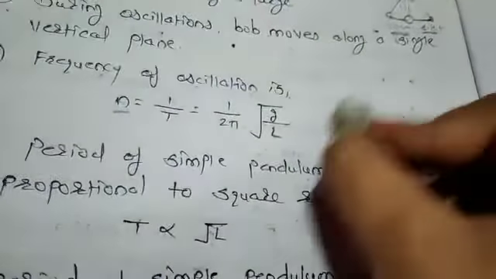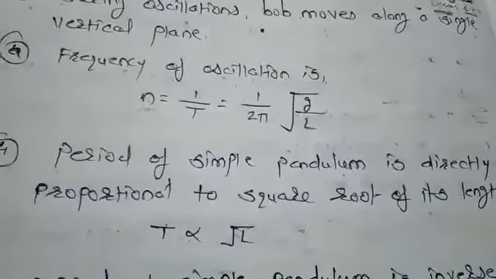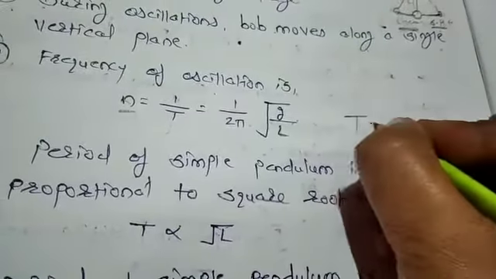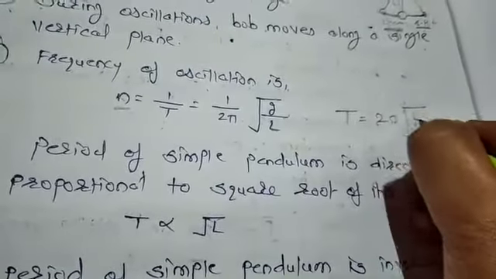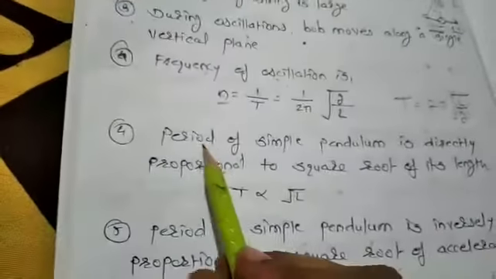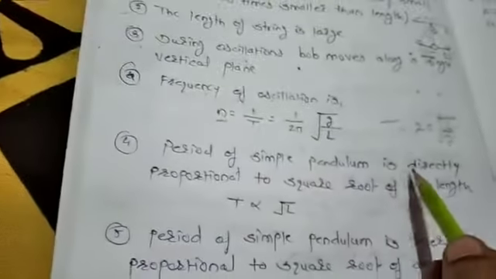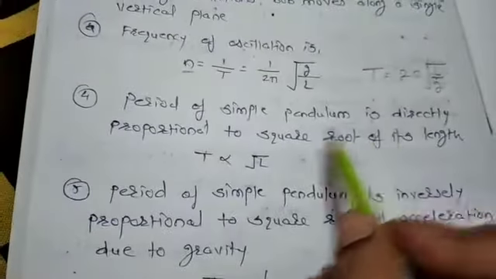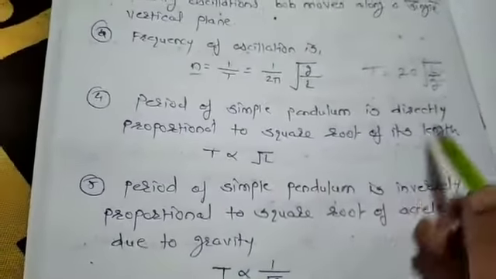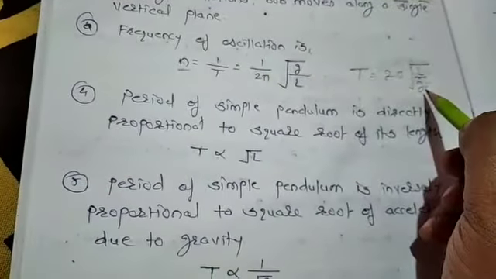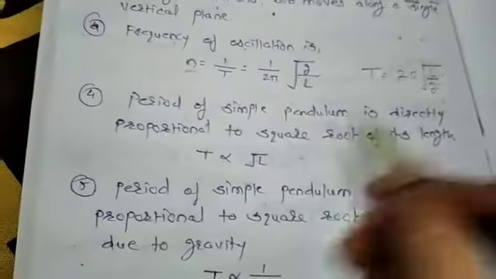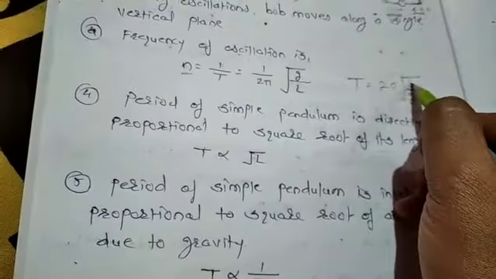We'll write the formula for the period. So the period is given by t is equal to 2 pi root of L upon g. That means the period of the simple pendulum is directly proportional to the square root of its length. If 2 pi is constant, and if g is constant, then we can say that t is directly proportional to root of L.